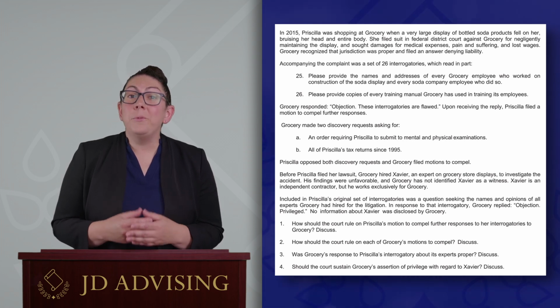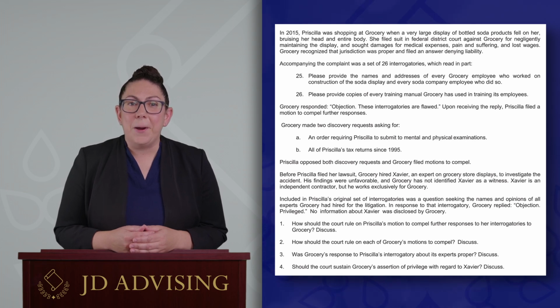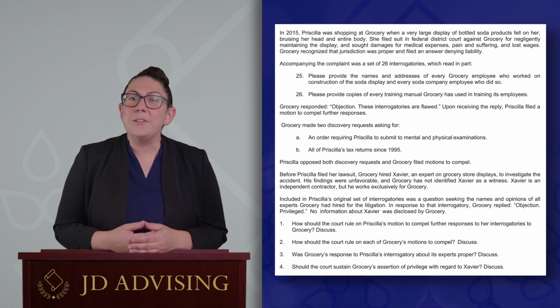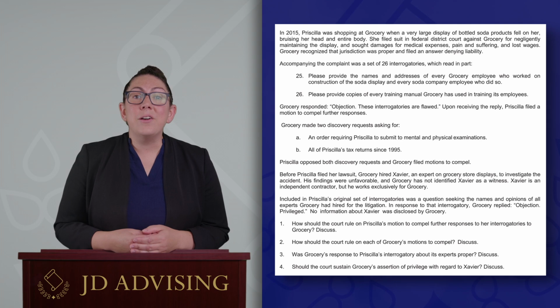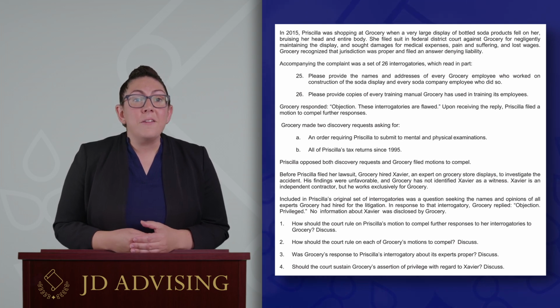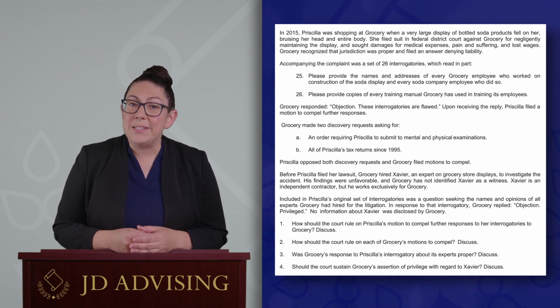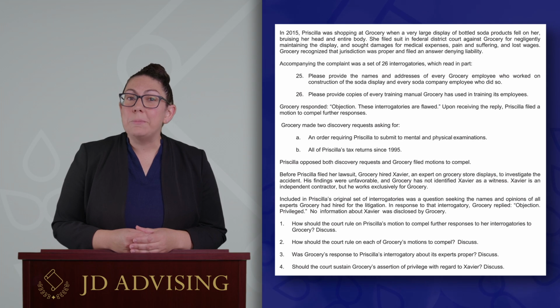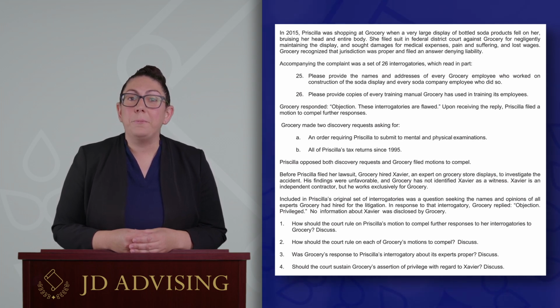Discuss. From reading the call of this question, you can see that the subject is civil procedure. More specifically, the issues are about discovery, such as interrogatories, motions to compel, and expert witnesses, and also privilege. The call of the question also identifies that you should focus on Priscilla's motions to compel, Grocery's motions to compel, Grocery's response to Priscilla's interrogatory, and Grocery's assertion of privilege while you're reading the facts.